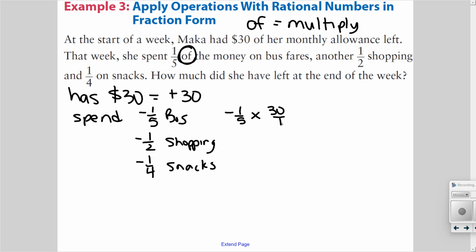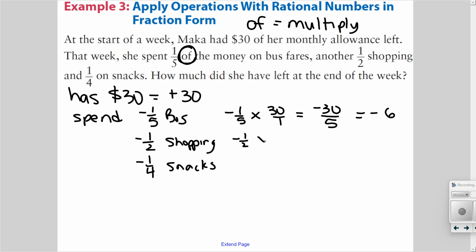Now to make that a little easier, I'm going to put that over 1. Then I'm just going to multiply my numerators. Now the signs don't match, so the answer is negative. It's going to be -30 over 5 times 1 is 5. So that means that -6. So she spent $6 on the bus.